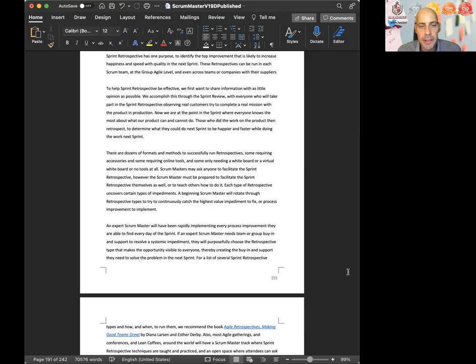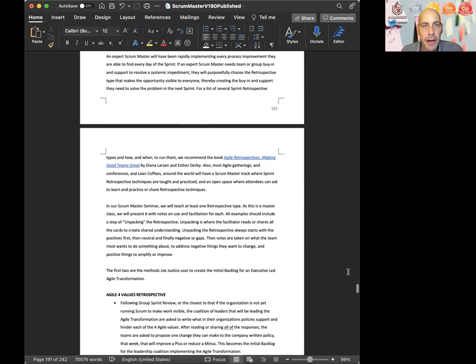An expert Scrum Master will have been rapidly implementing every process improvement they are able to find every day of the sprint. If an expert Scrum Master needs team or group buy-in and support to resolve a systemic impediment, they will purposefully choose the retrospective type that makes the opportunity visible to everyone, thereby creating the buy-in and support they need to solve the problem in the next sprint.